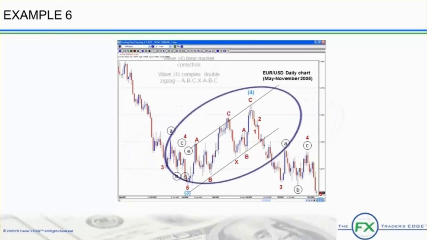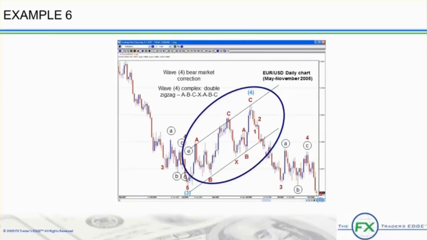This daily Euro-USD chart from May to November 2005 breaks down this wave 4 correction, which corrects wave 3 of the larger sequence. This is a double zigzag with its ABC, X, ABC components. This is a double three combination that we learned about earlier.